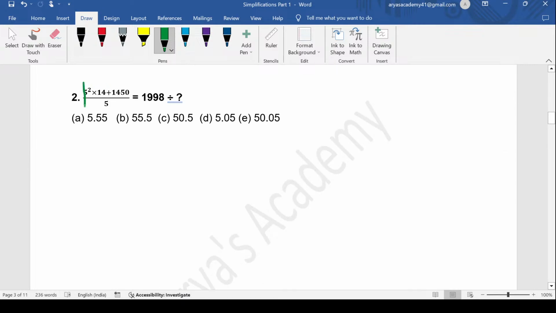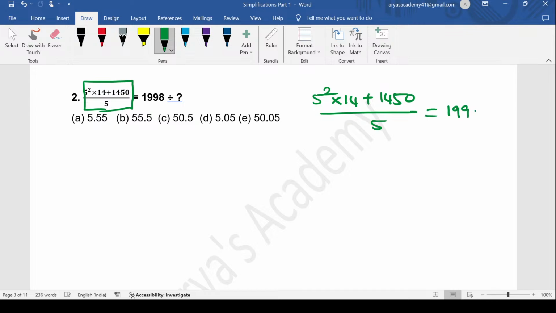See, this is in the form of a fraction, but still you have to give importance to the mathematical order of operations. The equation is like this: 5 square into 14 plus 1450 divided by 5, that is equal to 1998 divided by question mark, which will be written as x, the unknown value. You just leave this part. First we will solve the left side of the equation. 5 square is how much? 25. Multiplied by 14. First we have to do multiplication and then add.